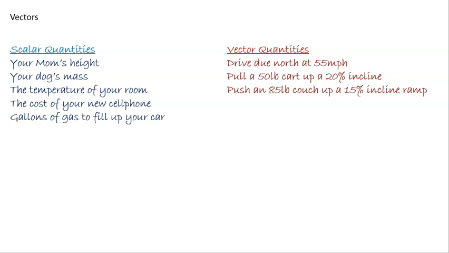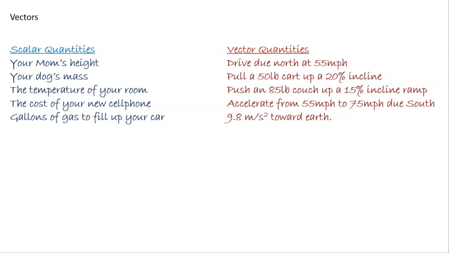Why would you ever want to do something like that? You know those moving ramps off the back of your rental truck when you're moving? Yes, you would have to push a piece of furniture up an incline. What else? If you accelerate from 55 miles per hour to 75 miles per hour as you're going south, say driving on 65 to Mobile, that is a vector quantity. Again, are you noticing a pattern of vector quantities compared to scalar quantities? Let me give you one more. How about 9.8 meters per second squared toward the earth?